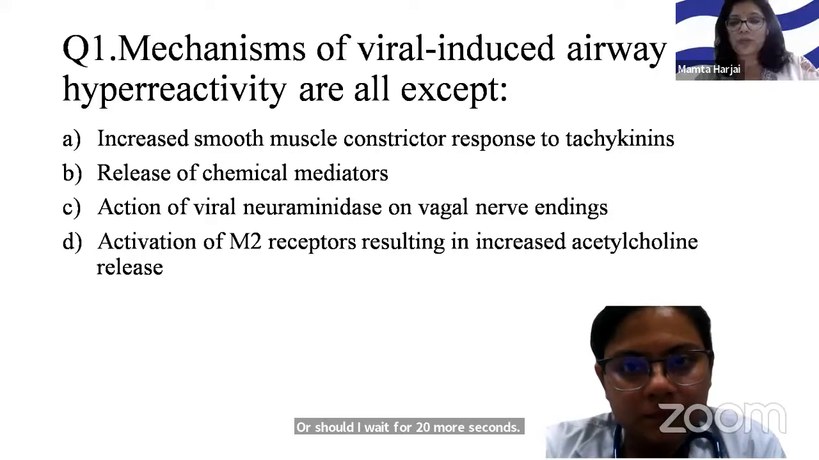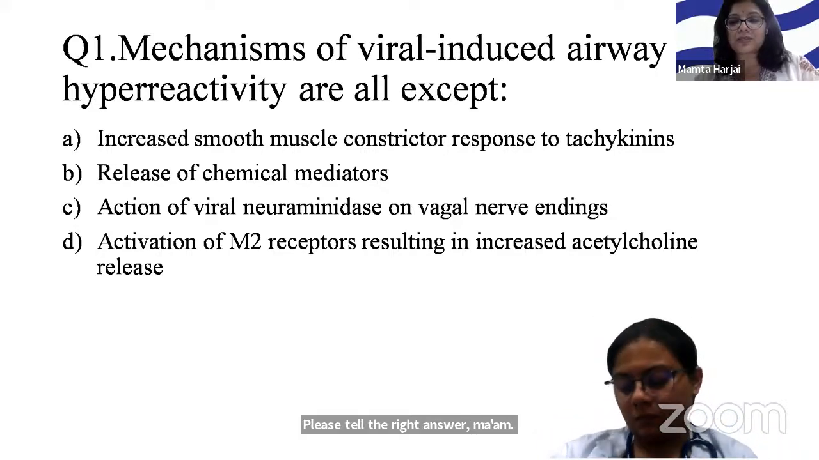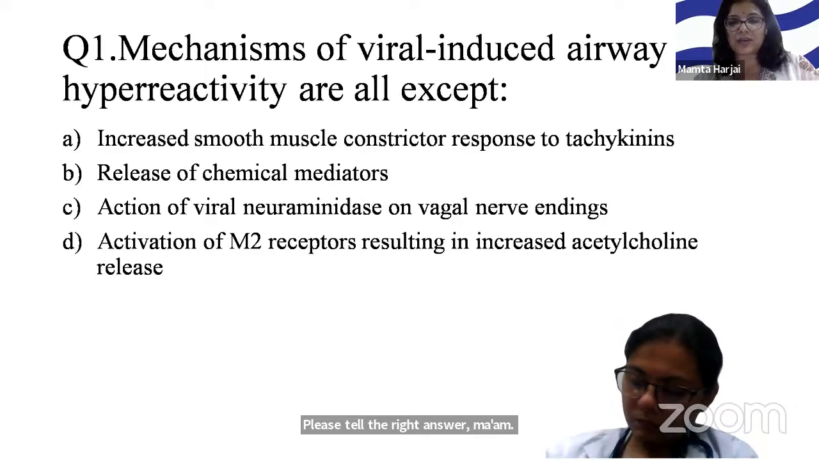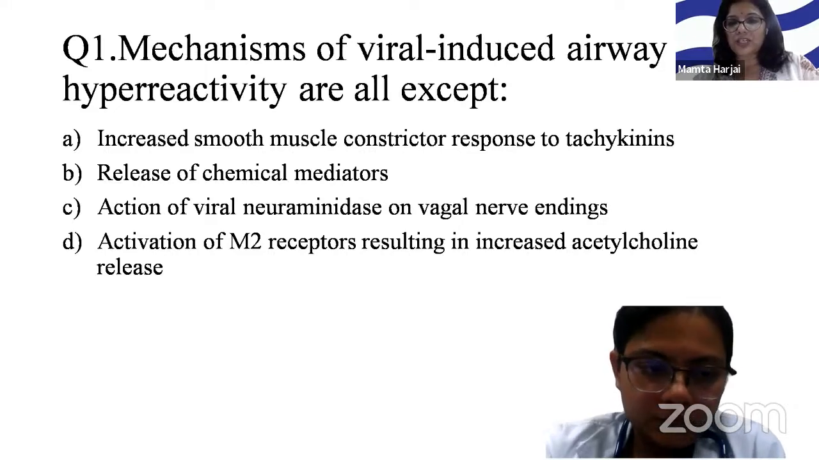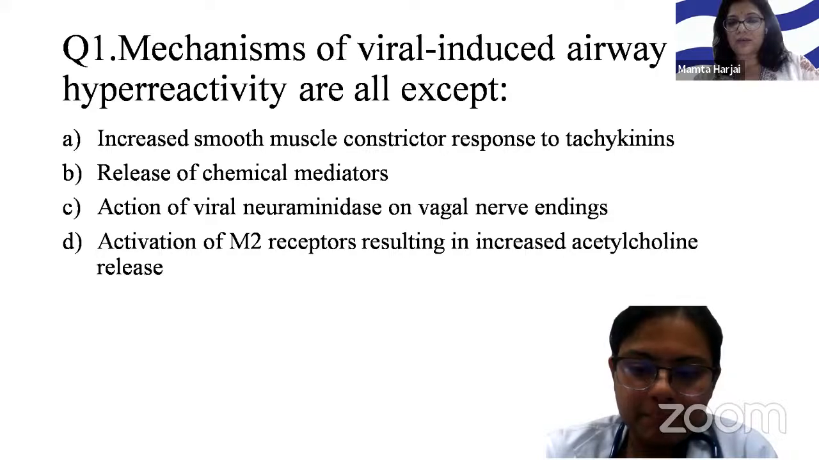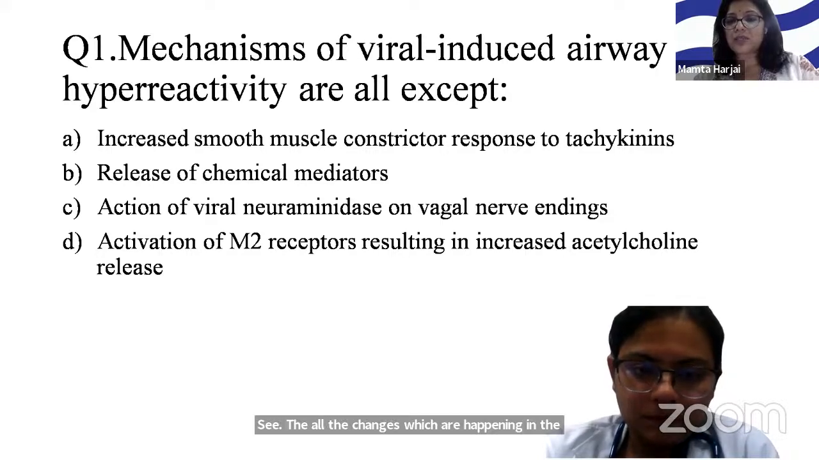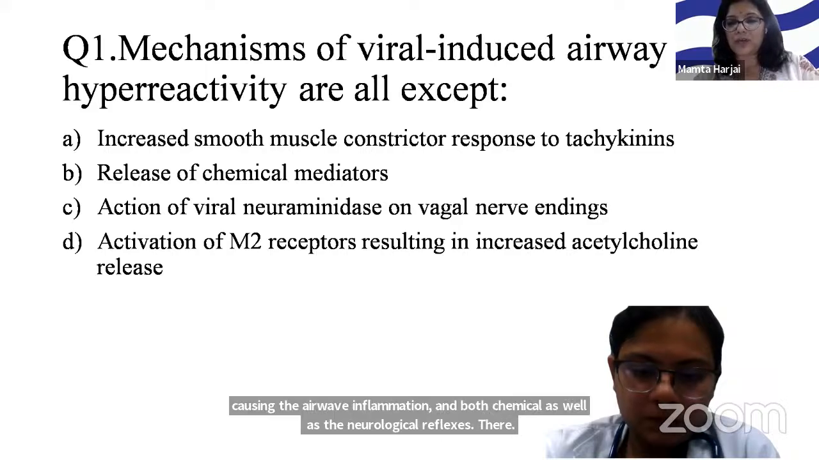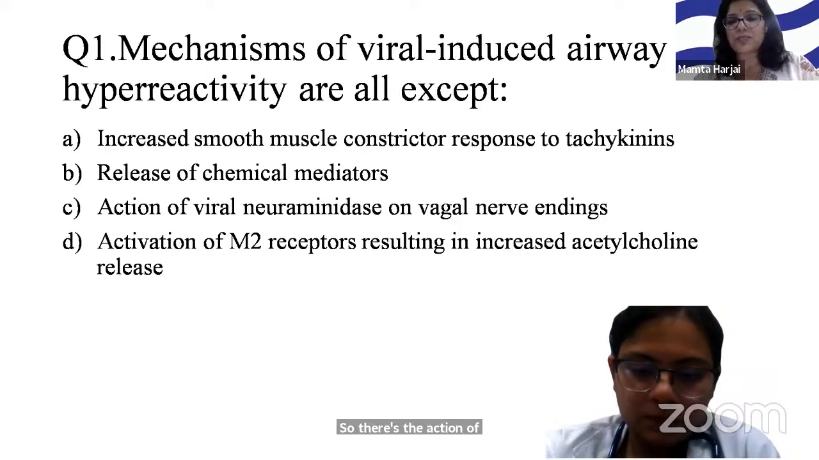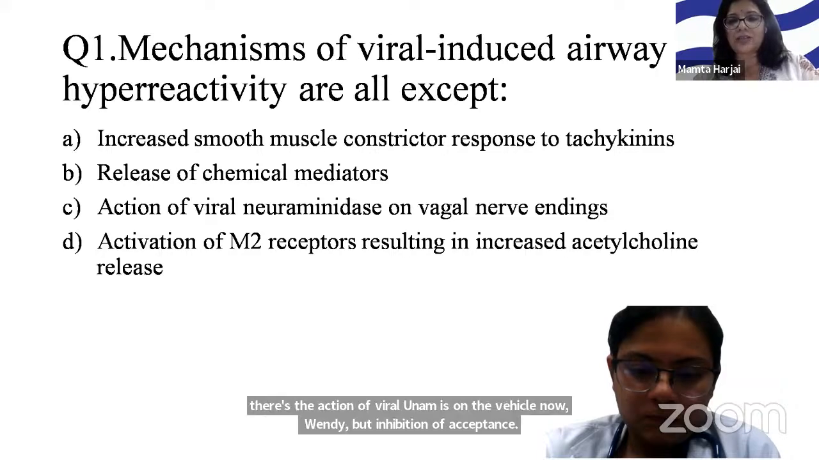In the algorithm, we told you that inhibition of M2 receptors results in increased acetylcholine release. See, all the changes causing the airway inflammation are both chemical mediators as well as neurological reflexes. So there is the action of viral neuraminidase on the vagal nerve ending, but inhibition of M2 receptors results in increase. So the answer except is D.